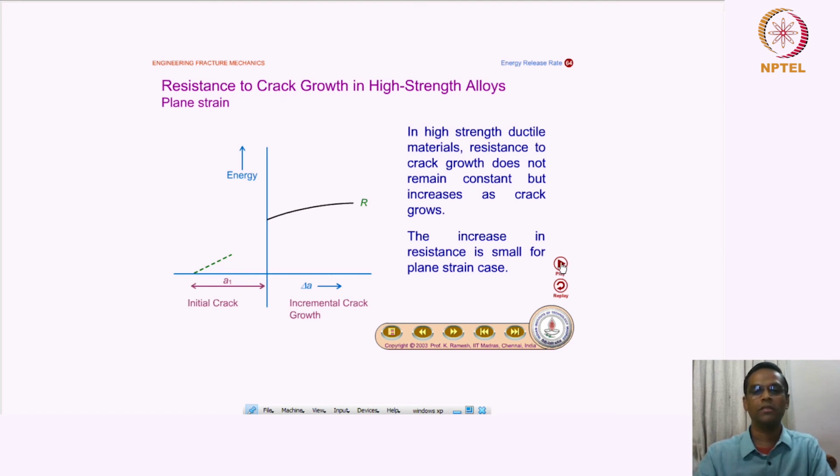It is like this. So now let me play this. The moment G1 reaches R1, the crack will initiate, right? Then you will see that is for the constant load type of thing. So this is how the energy versus crack length will appear in a plane strain condition.